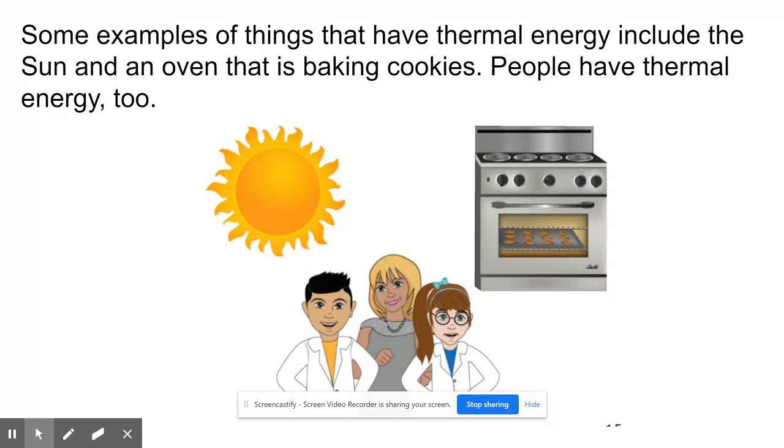Some examples of things that have thermal energy include the sun and an oven that is baking cookies. People have thermal energy too.